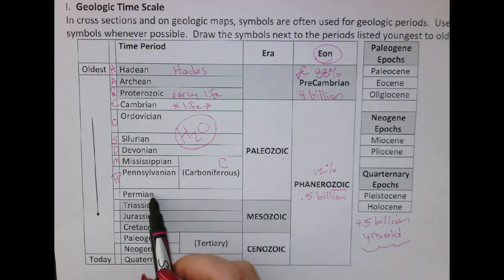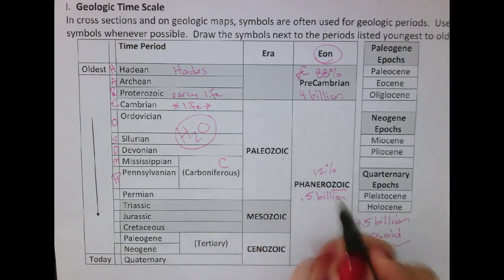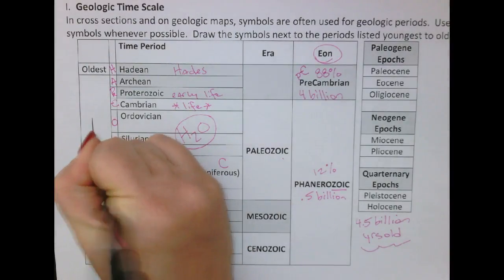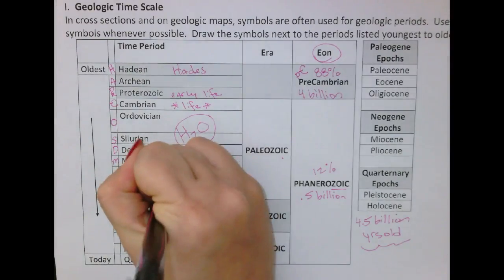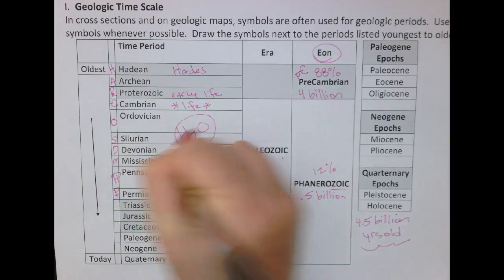The Permian is the last time period of the Paleozoic. The Permian symbol is a capital P and a little cross at the bottom. The Permian experienced the biggest extinction in history.